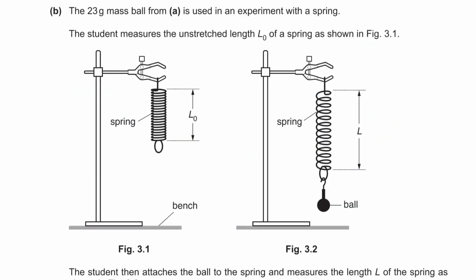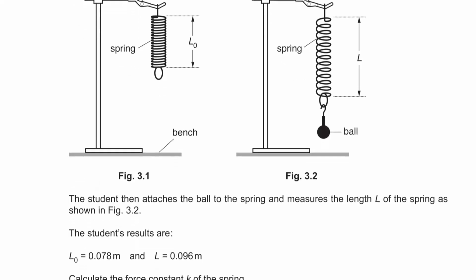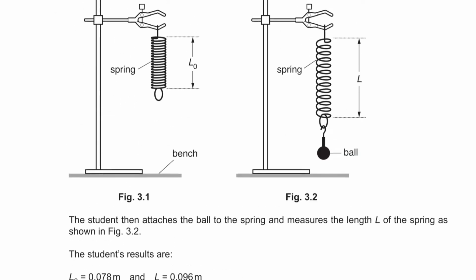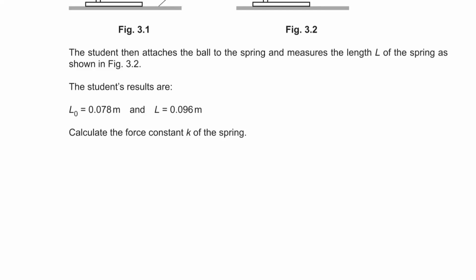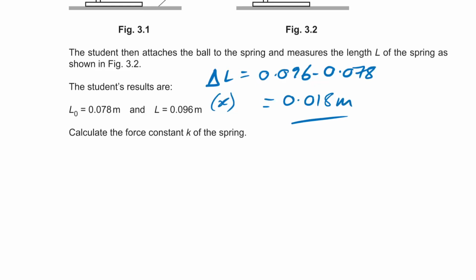B, the ball is used in an experiment with the spring. So we have L0 and then new L. Okay. So we have the student's measurements, we have L0 and L, of course. We want change in L, so that's going to be, you might call that X or even something else, doesn't really matter. So it's going to be 0.096 take away 0.078 meters, and that gives us 0.018 meters. So that's our extension.